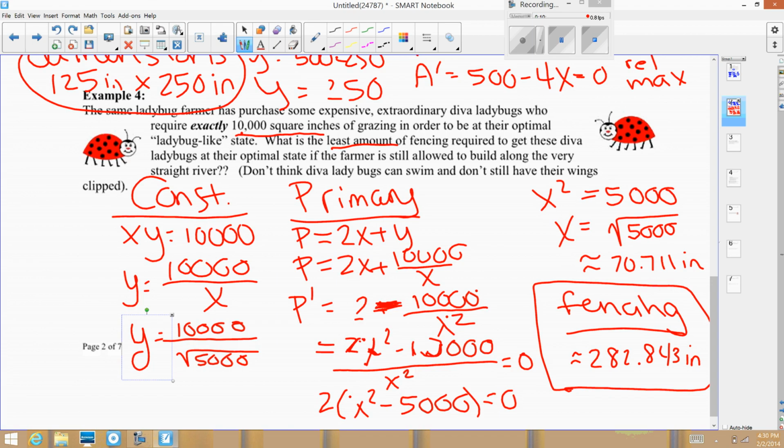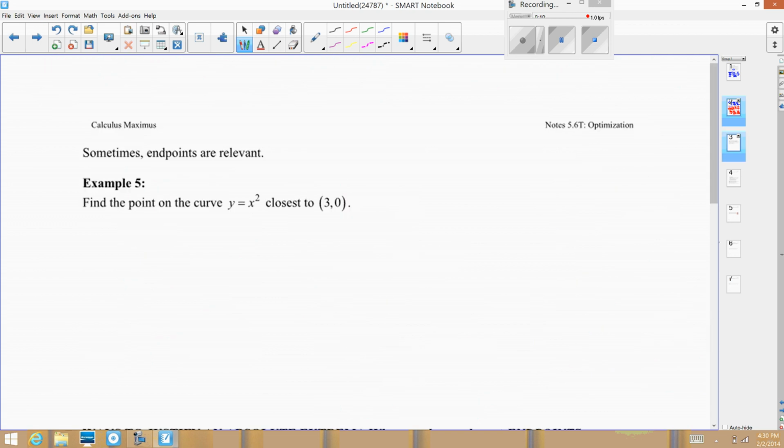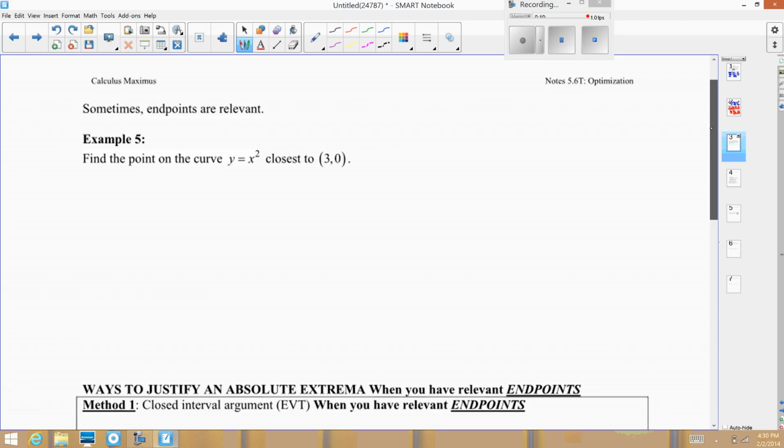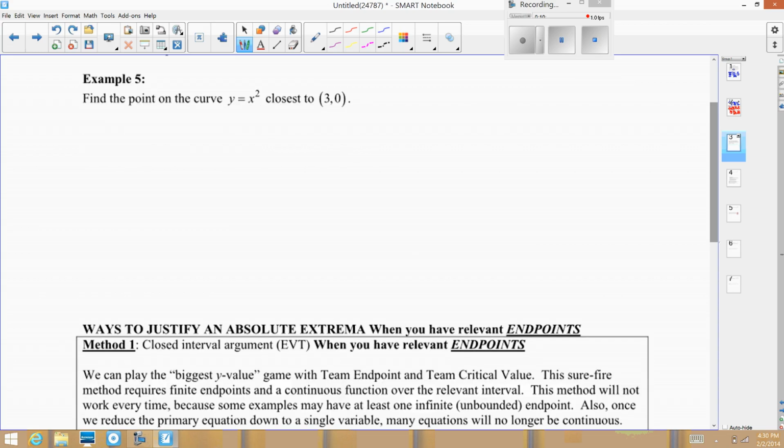Okay, so there's one more problem that I'm going to go through today, and it won't take too long. All right, it's completely different. Now we're just talking about a graph. So find a point on the curve y equals x squared closest to the point (3, 0). So maybe it's about here. So hopefully you remember different things on how to find the distance between 2 points. We're trying to minimize this distance here.